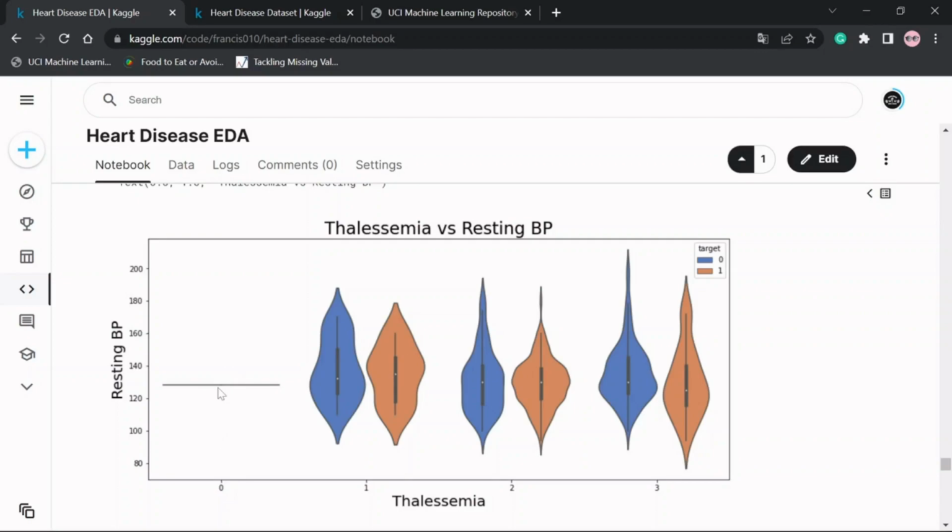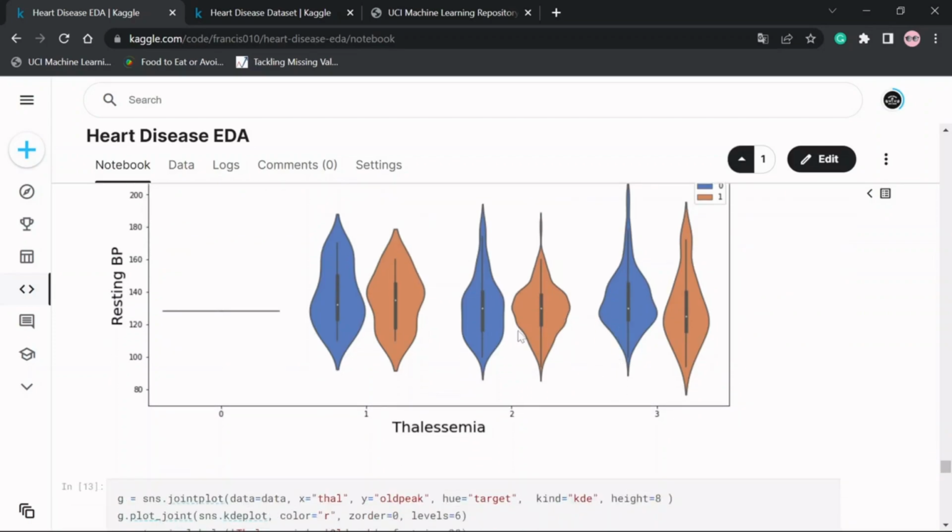For 0, we don't have any population; there was a very minimal population with heart disease. But as the value of the thalassemia increased, the population also increased. But then again, with increase in the value of thalassemia, the population went down for the people having heart disease.